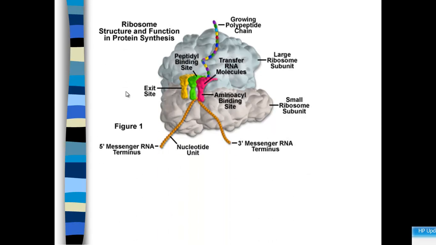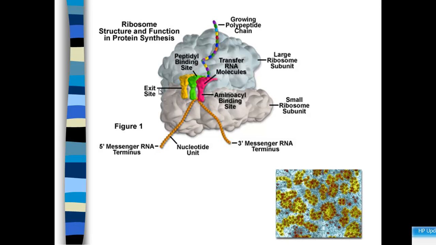Okay. And here is a ribosome. The sort of darker gray, blue-gray up here is the large subunit. The lighter gray is the small subunit. Here is the messenger RNA, the 5' and the 3' end, the protein that's being produced, and transfer RNA molecules in the aminoacyl binding site, the peptidyl binding site, and the exit site.